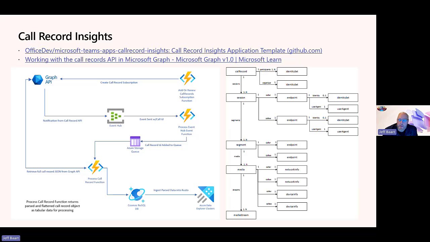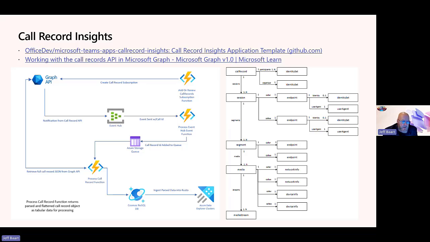So, a little bit of an architectural view here. The image on the left-hand side and the link at the top, we're using PowerPoint Live, so folks who want to can grab the link at the top. Call Record Insights is a collaborative set of Azure infrastructure components that connect to the Graph API and take Teams call records from the API into a flattened format that's stored in Cosmos DB, accessible through Azure Data Explorer.